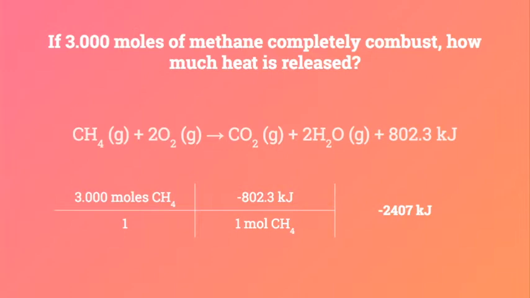So, looking at the reaction, since there's 1 mole of methane and it yields 802.3 kilojoules, 3 moles of methane divided by 1 mole of methane times negative 802.3 kilojoules of heat. That means 3.00 moles of methane yields negative 2,407 kilojoules.